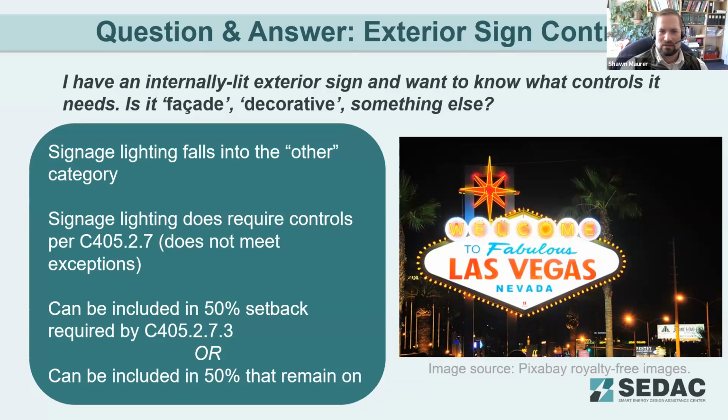The next question we wanted to review is looking at exterior lighting requirements. So we've got an internally lit exterior exit sign, and the client wanted to know, does this fall into facade lighting? Is it decorative lighting? Is it somewhere else? Because those things have different requirements in the code. So looking at signage lighting, there are specific call outs for facade lighting controls, and then there's all other lighting. And so signage lighting would fall into that other category.